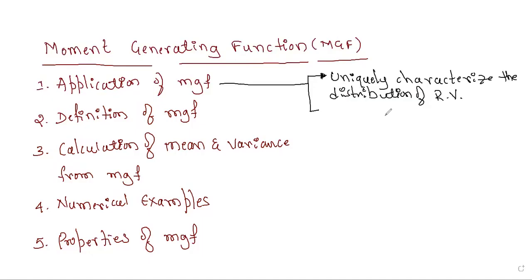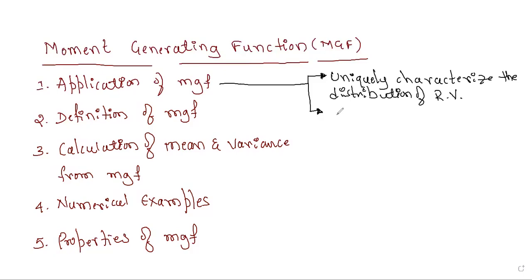In your study, you have not yet discussed the named distributions. In the third semester, we are going to discuss some named distributions. But before that, how do we identify which distribution a particular random variable x follows? In statistics, we have some named distributions, for example binomial, Bernoulli, Poisson, normal. Likewise, we have so many distributions. With the help of the MGF, if the random variable x has a certain MGF, we can identify which distribution it follows. This is the first application: to uniquely characterize the distribution of the random variable.